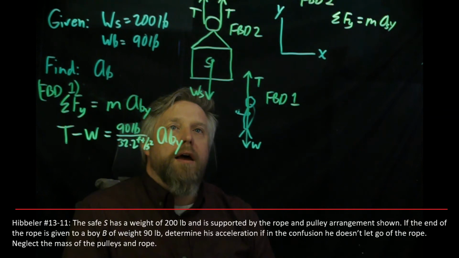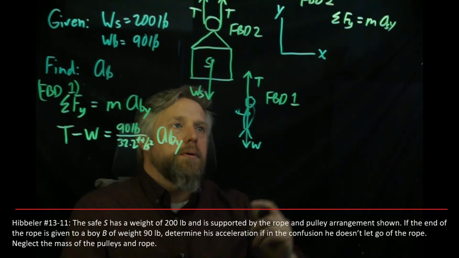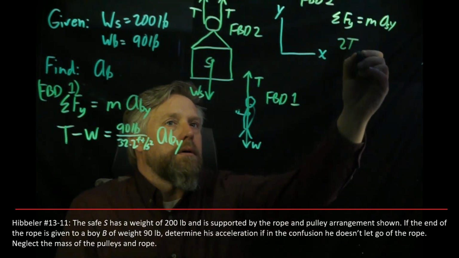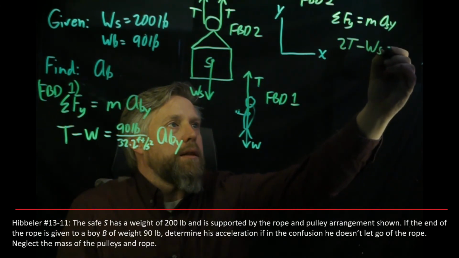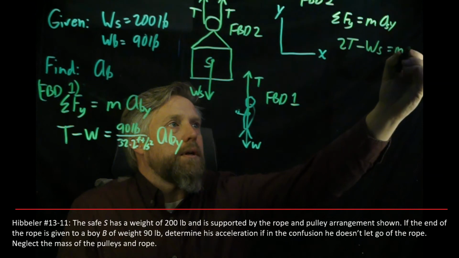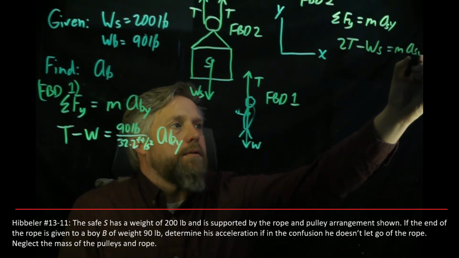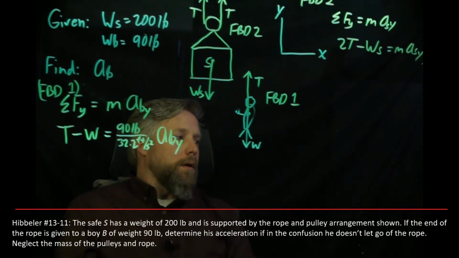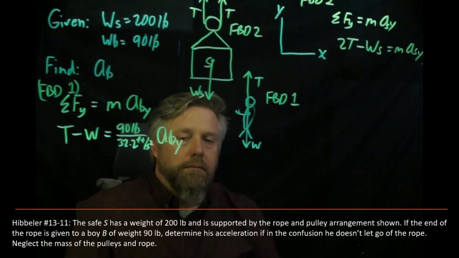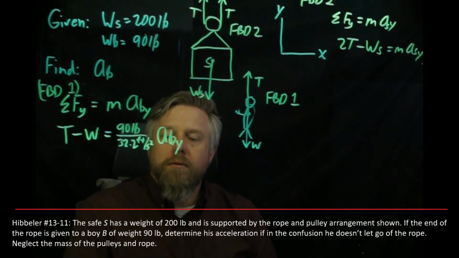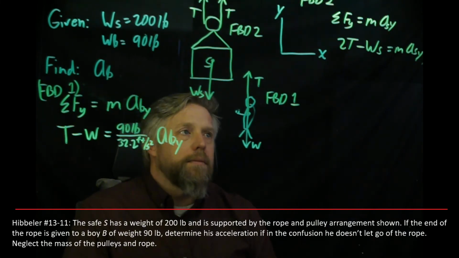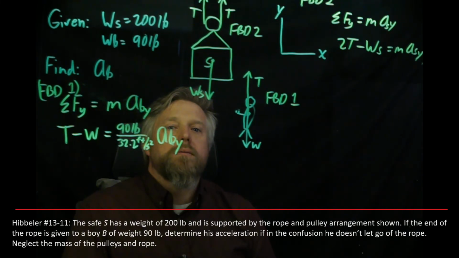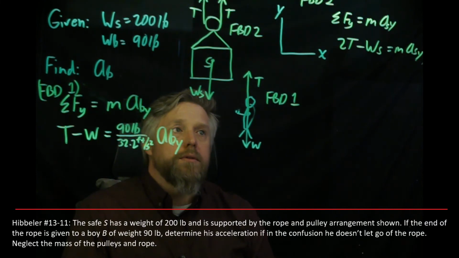OK, so what do I have in my free body diagram? I have two T's pulling up, and I have one weight of the safe pulling down. And that's equal to mass times acceleration of the safe in the y direction. OK, so now we have a relationship between our tension, our weights, and let's just plug in everything we know so that we can see what our unknowns currently are.